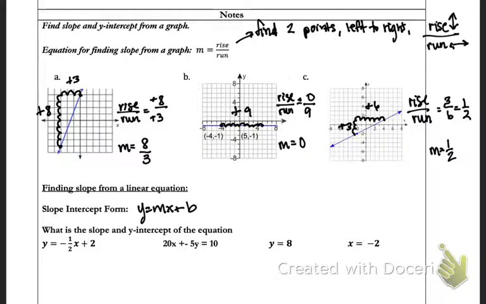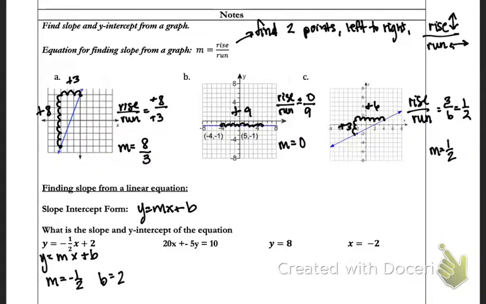Finding the slope from a linear equation. Again, the slope-intercept form, y equals mx plus b. I'm going to write that underneath the equation, and you can see that this equation is already in slope-intercept form. So the -1/2 is in the same place that the m value would be. That means that -1/2 is the slope. 2 is in the same place the b value is. That means the y-intercept is 2 in this equation.